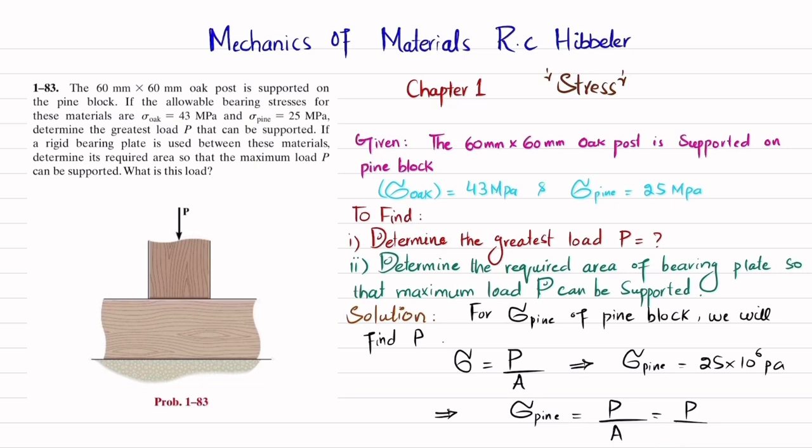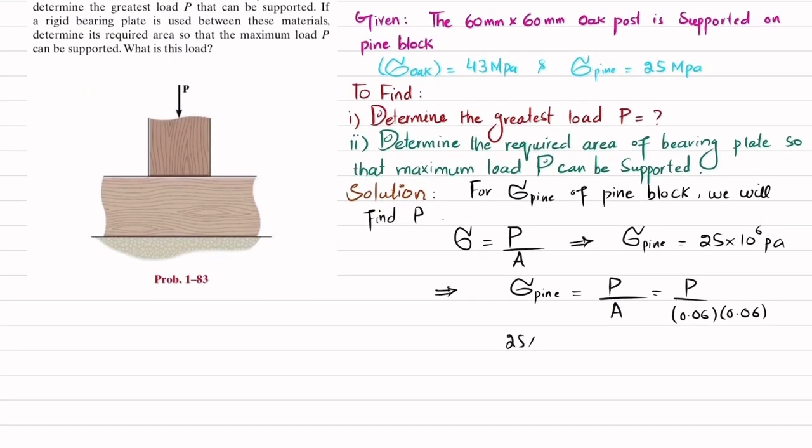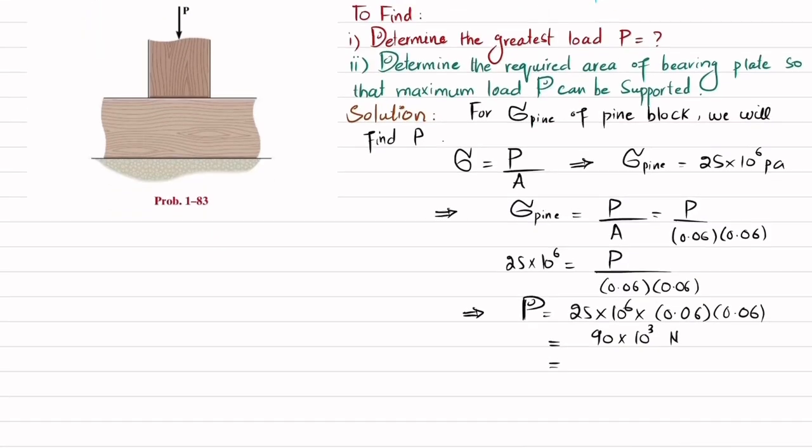And you can see that it is mentioned that this is 60 by 60 millimeters. So this is 60 and this width is also 60. So this will be the bearing area. Clear? So I will write this is 60 by 60. In meter it will be 0.06 multiplied by 0.06. And allowable bearing stress is 25 megapascal. So 25 into 10 to the power 6 is equal to P divided by 0.06 multiplied by 0.06. So from here you will get P will be equal to 25 into 10 to the power 6 multiplied by 0.06 into 0.06. So when you multiply this, you will get 90 into 10 to the power 3 Newton, and in kilonewton it will be 90 kilonewton. So you will get this P.